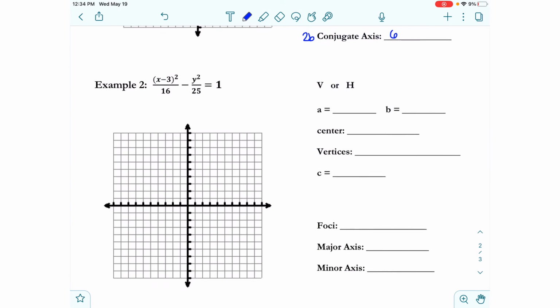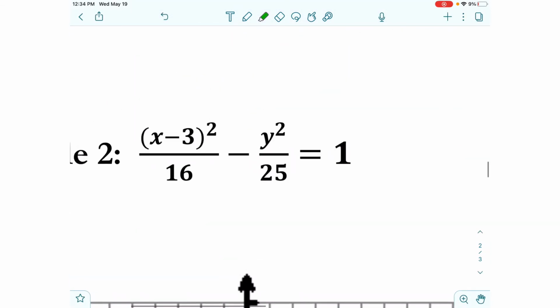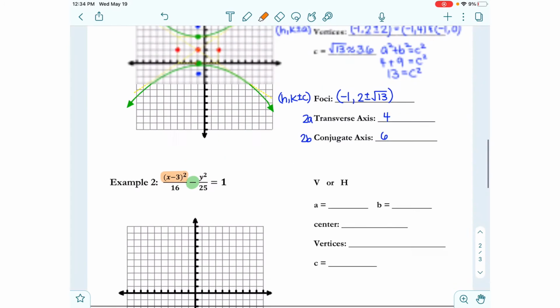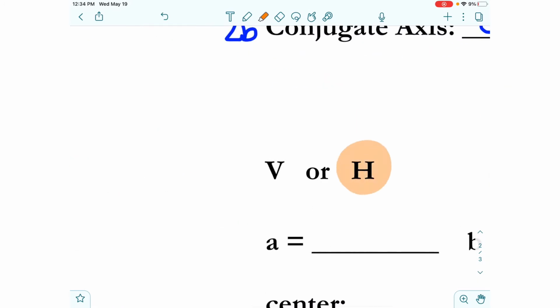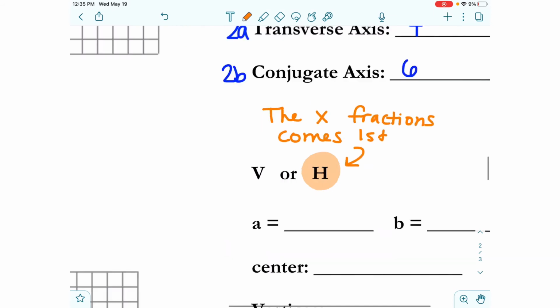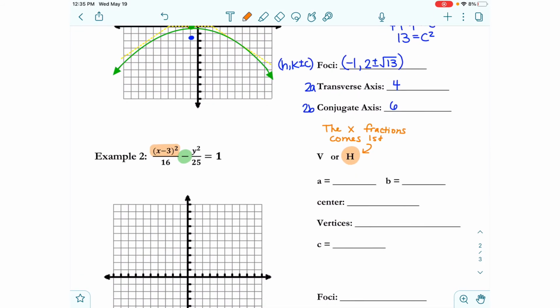Last but not least, this time my eyeballs go to the minus in between. That tells me it's a hyperbola. Then my eyeballs go to the first letter. This time the first letter is X, which tells me this is going to be horizontal. So the X fraction comes first, and that tells me I'm dealing with a horizontal hyperbola, side to side.